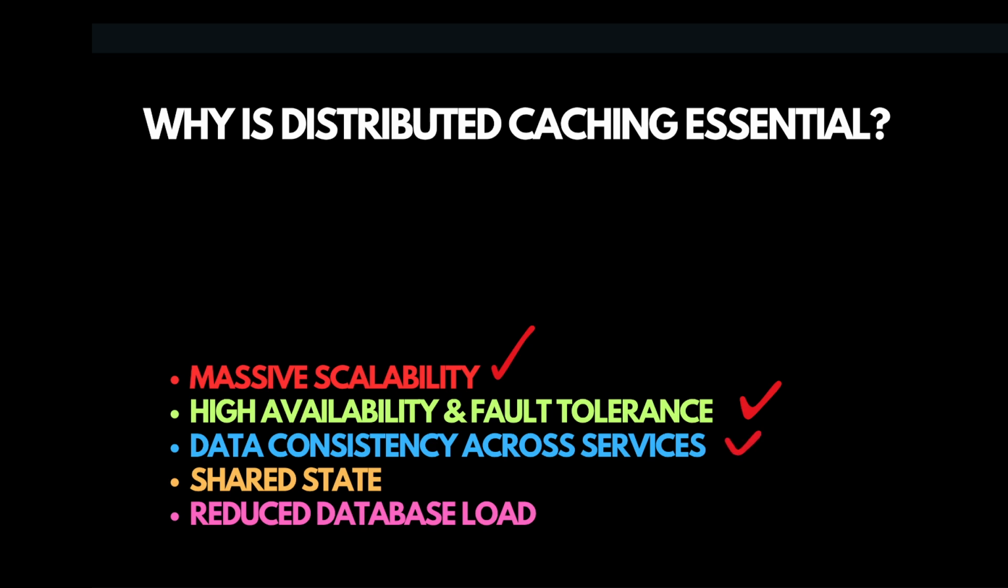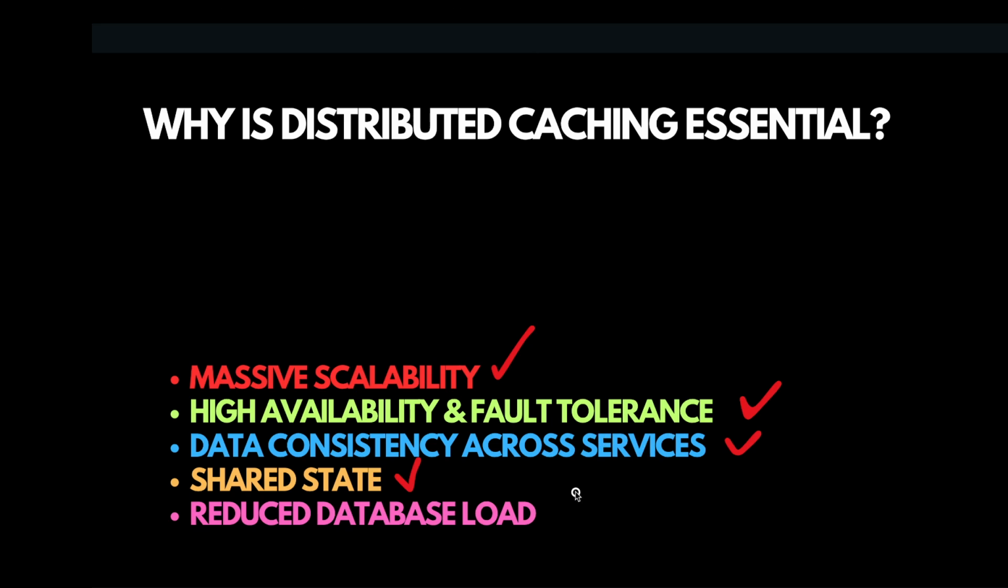Number three, data consistency across services. In a microservices architecture, where multiple independent services might need to access the same cache data, a distributed cache ensures all services see a consistent view of that data, as they are all talking to the same shared cache layer. Number four, shared state. Distributed caches are often used to store shared application state, like user sessions across multiple web servers, preventing users from being logged out if the request hits a different server.